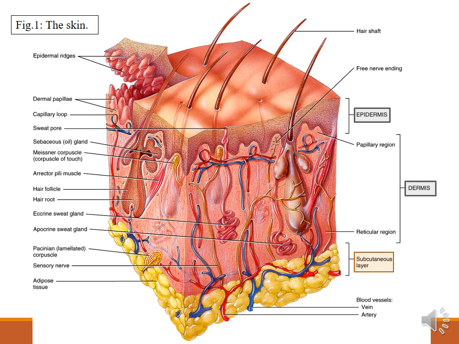Now, this is an image of the skin. We can see here the skin is formed of an epidermis, the superficial layer, and a deeper layer, the dermis. And under them we have the hypodermis, the subcutaneous layer. In addition, we have other structures that we have talked about and that we are going to study each one individually.